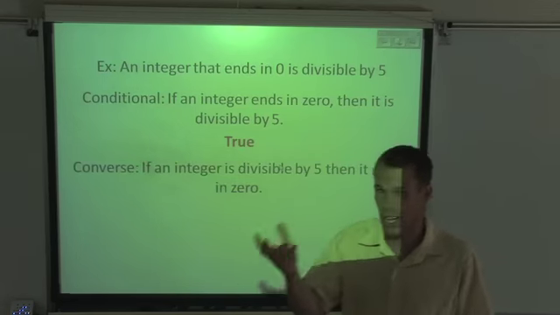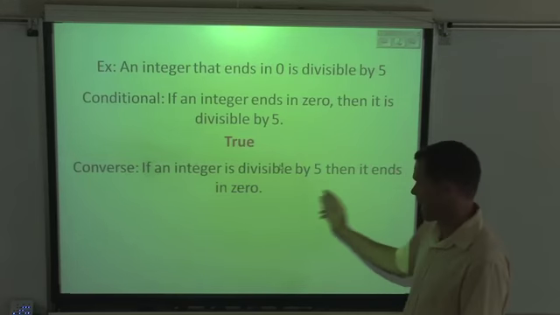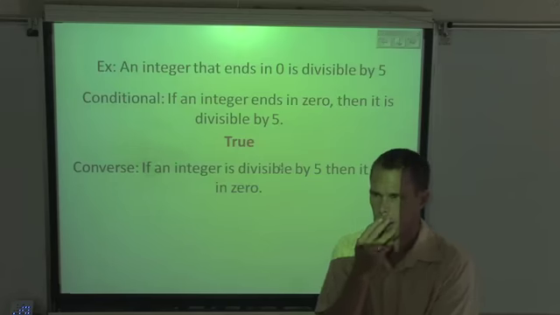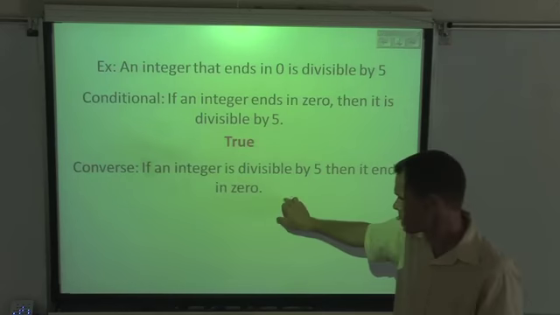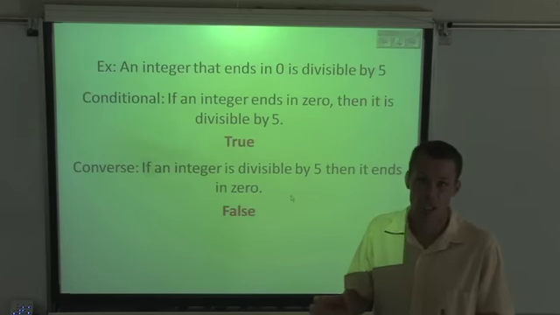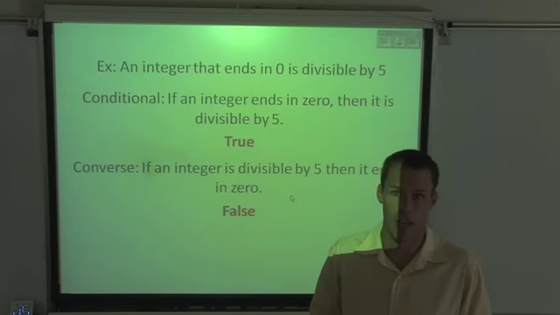But now take a look at the converse. If an integer is divisible by 5, then it ends in 0. Is this a true statement? No, this is false. And if it's false, there must be a counterexample. You should already be thinking of a counterexample.